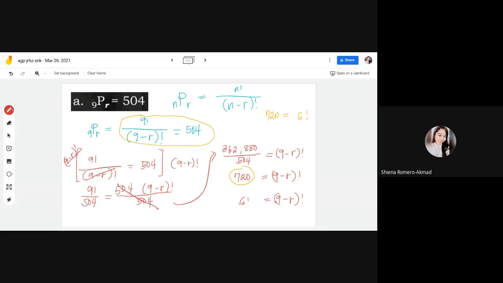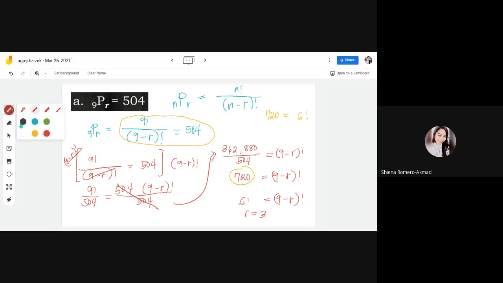So, to get 6 factorial, what should be my r? Ano kaya yung magiging value ng r ko? R would be equal to 3. 9 minus 3 is 6 factorial.